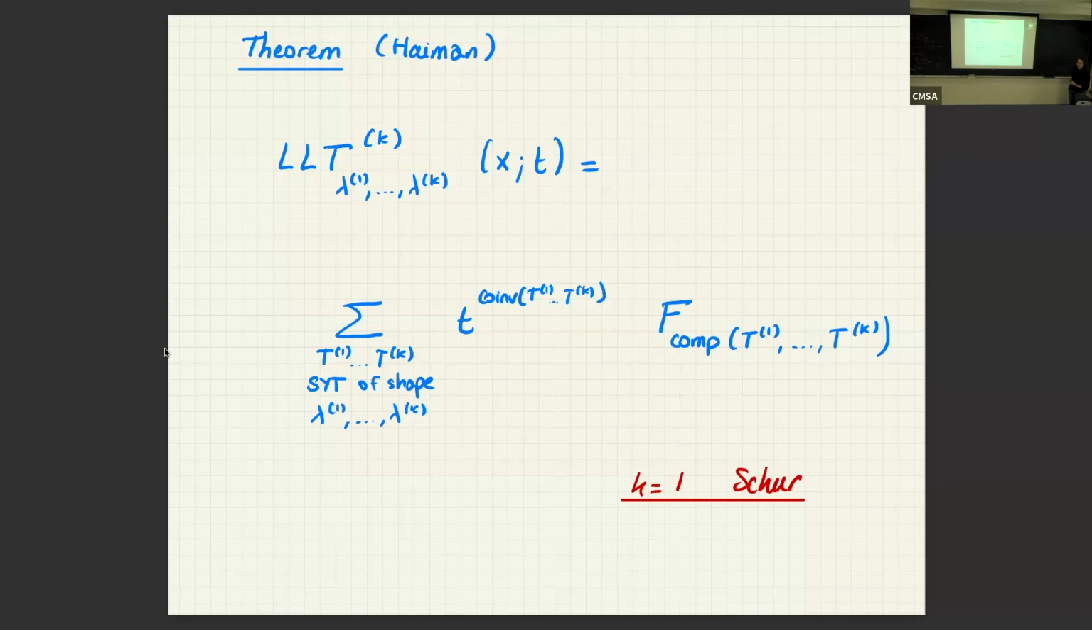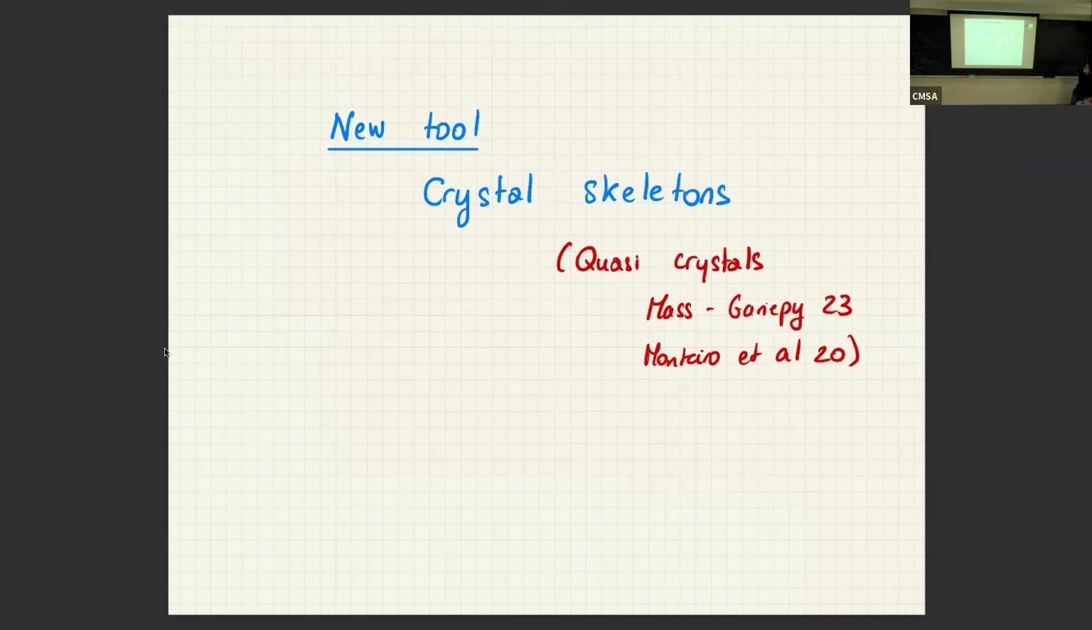So that's one motivation that we have: for example, for the LLT, the modified Macdonald, many families, we don't know the combinatorial interpretation in the Schur basis, but we know the combinatorial interpretation in the fundamental basis. So our new tool is what I'm going to tell you about today, what's called crystal skeletons.